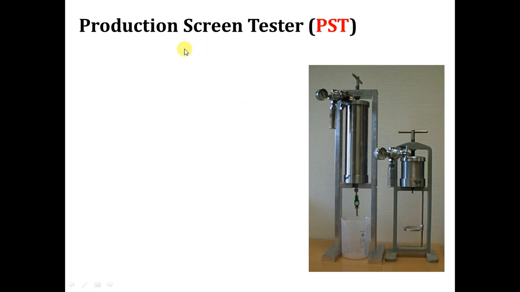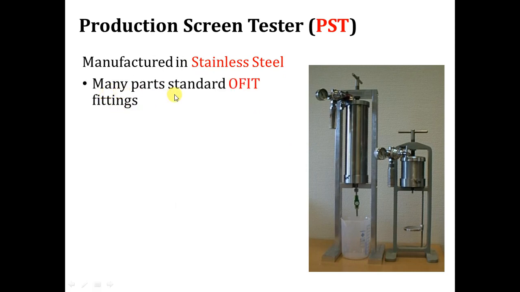So how do we know this? By this test. It's called production screen test or BST. It's manufactured in stainless steel, as you see, with many parts, standard for OFITE with fittings. OFITE is the main company to provide this equipment.